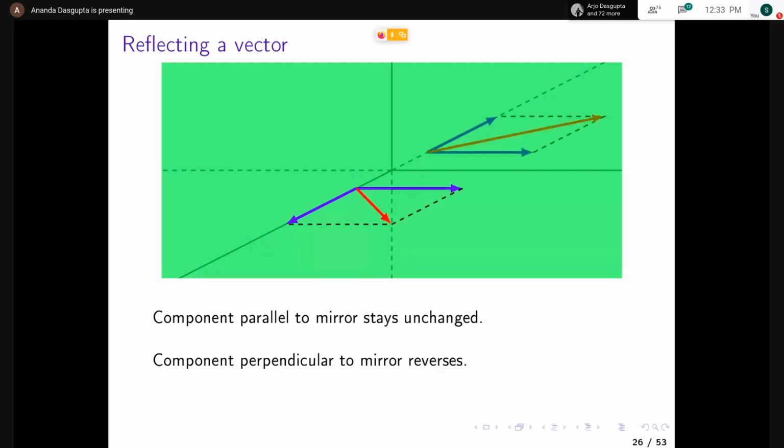Component parallel to the mirror stays unchanged, component perpendicular to the mirror reverses. So this is what happens to a vector if you consider both its components. It's easy to think about this in terms of the parallel component staying the same, the perpendicular component reversing. This is how a vector behaves under reflection.